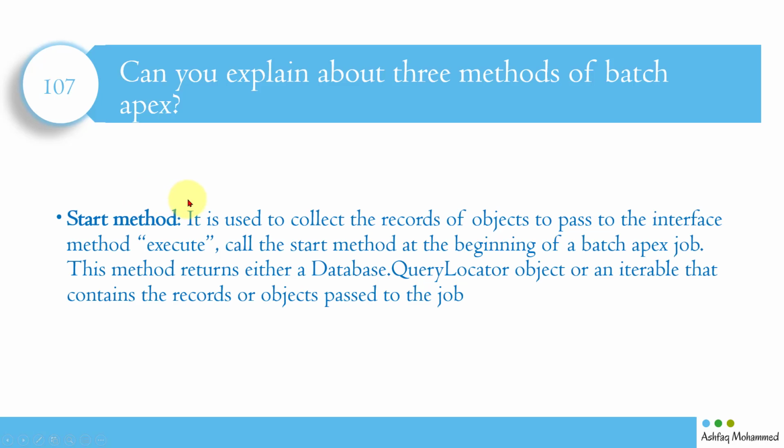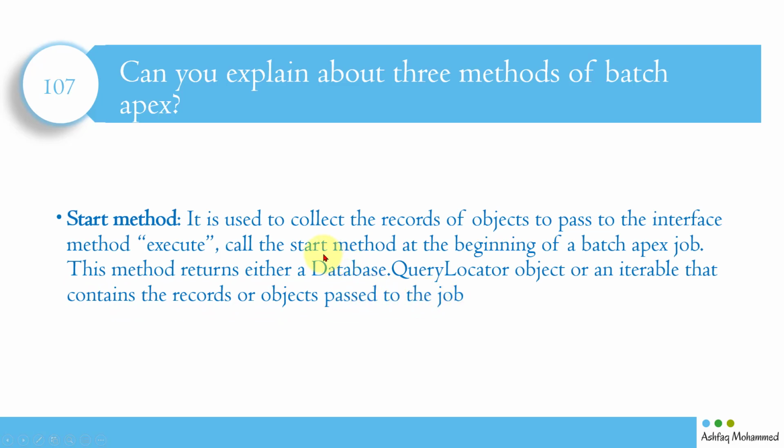So it will extract all the records with a query, and then pass them to the execute method. You don't have to interfere in this method. It will do everything by itself. Okay. So let me repeat again. It is used to collect the records of objects to pass to the interface method execute. The start method is called at the beginning of the batch apex job. This method returns either a database.queryLocator object or an iterable that contains the records or objects passed to the job.